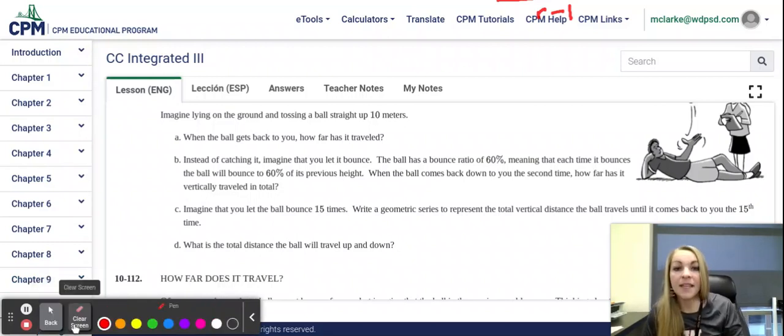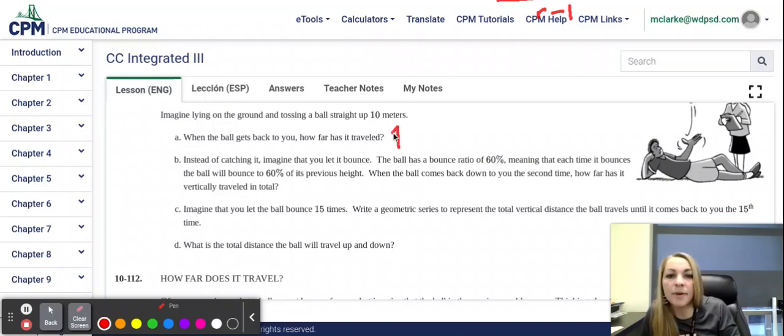All right, now that you've tried these in your teams, let's go back and see what's going on here. Question A, when the ball gets back to you, how far has the ball traveled? It went up 10 meters and it went back down 10 meters. So in that toss, it went a total of 20 meters.